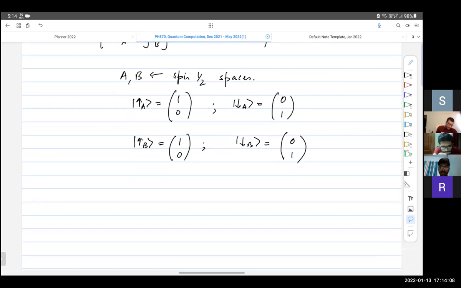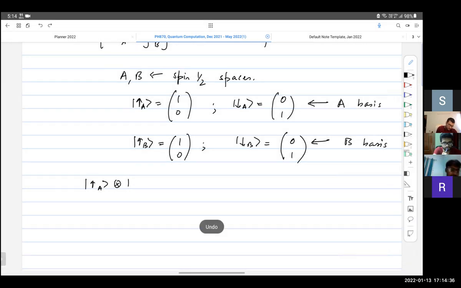So the basis of A tensor B, this is the A basis, this is the B basis, and the basis of A tensor B is the set of four vectors. So there are four of them. I won't write all of them down.